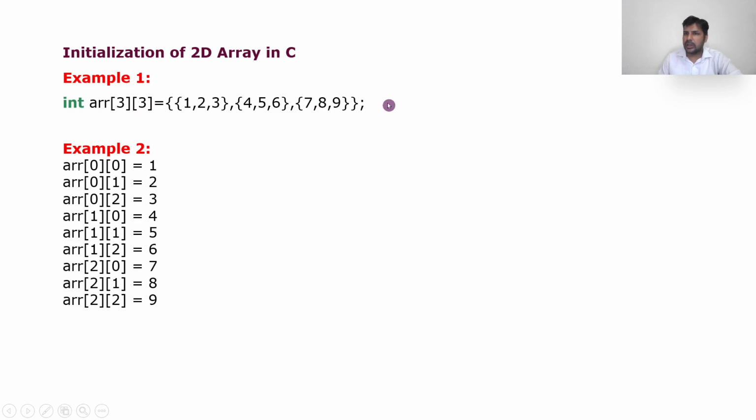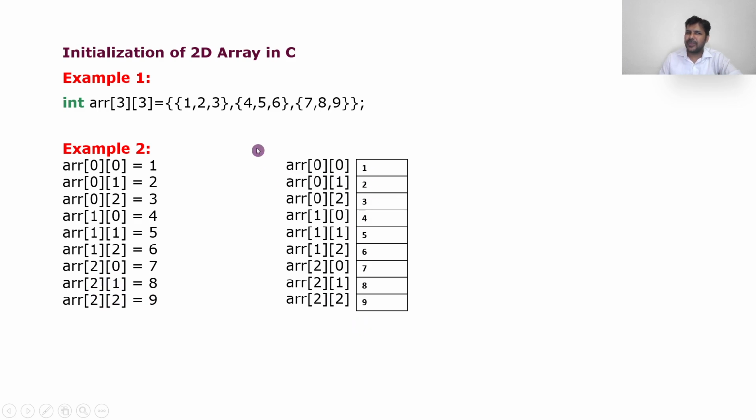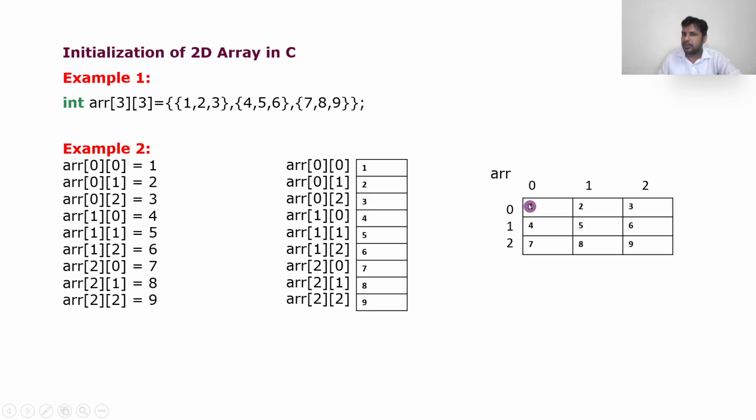So you can write like this, or 0 0 is equal to 1, 0 1 is equal to 2, 0 2 is equal to 3, 1 0 is equal to 4, 1 1 is equal to 5, 1 2 is equal to 6, 2 0 is equal to 7, 2 1 is equal to 8, 2 2 is equal to 9. So how will it store? Like this. Either you can take it like this or like this, it will store like this. But actually what we see when we execute is that the output looks like this.